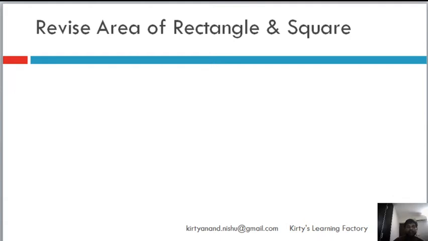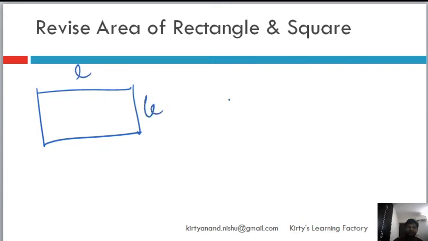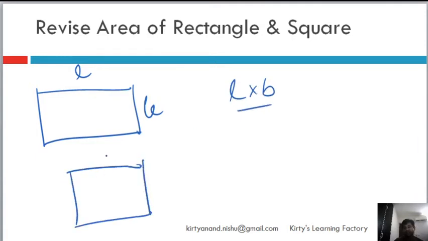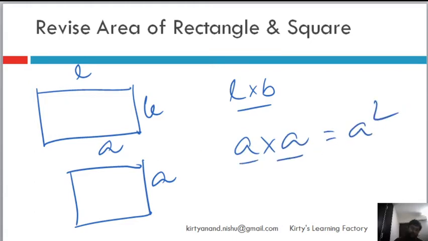Area of rectangle and square. This is a rectangle, length is L, breadth is B, area is length into breadth. This is a square, which is a special case of a rectangle where length and breadth are equal. So the area of a square is nothing but length into breadth, but because they are both equal, we call it a square. Simple.